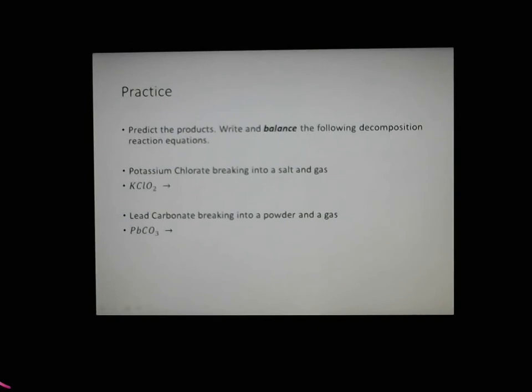Write and balance the following decomposition. So in this case I've given you the actual thing we start with, because I'm not getting you to learn how to write chemical compounds from names. You'll do that in Year 11 or 12 chemistry. However, you should be able to go, well, if I start with this, what could it turn into?